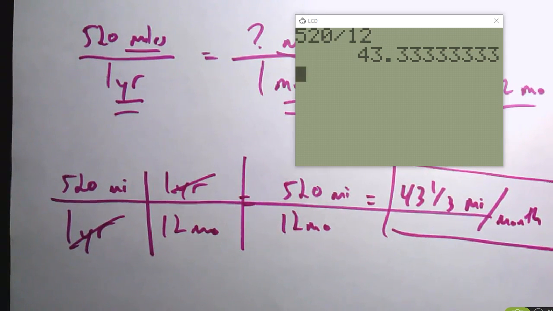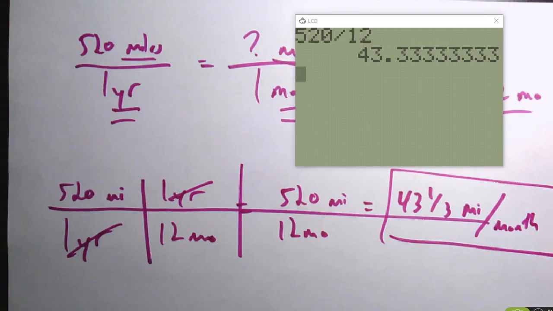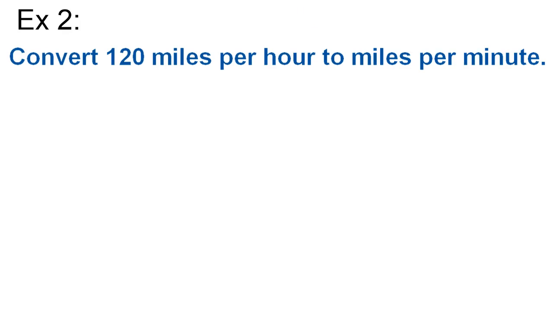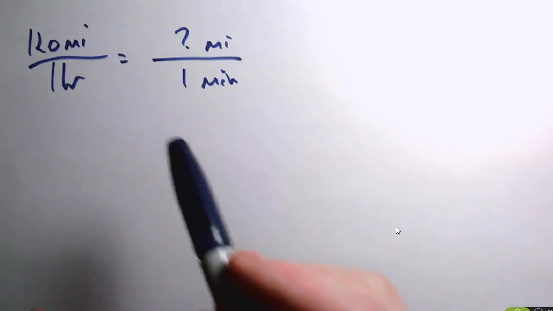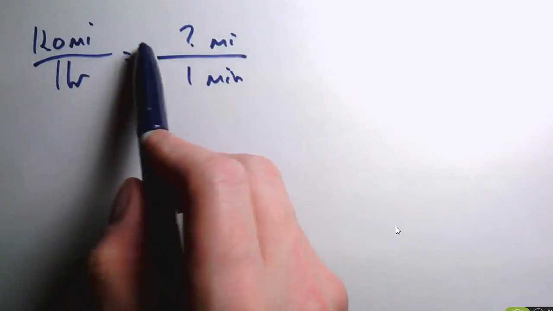Okay, all right, question 2. Convert 120 miles per hour to miles per minute. So that's what I'm starting off with. I've got miles to miles, so that's okay. I don't need to worry about converting that.